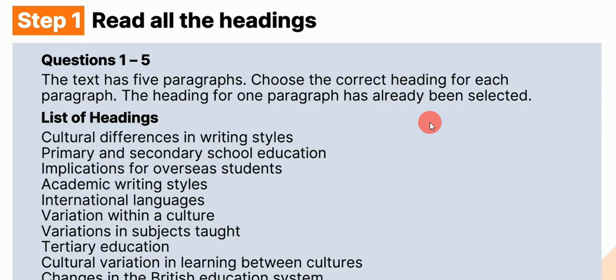Okay, let's have a look at questions 1 to 5. Look at the following list of headings. Step 1 asks you to read through all the headings and identify the keywords. Note that the heading Cultural Variation in Learning Between Cultures has been crossed out, and that's because it has already been selected for one paragraph as per the instructions. Read the rest of the headings now and identify the keywords.